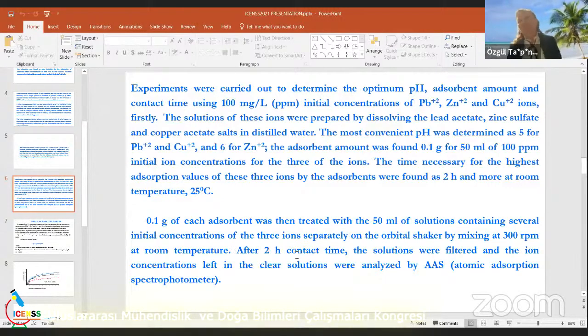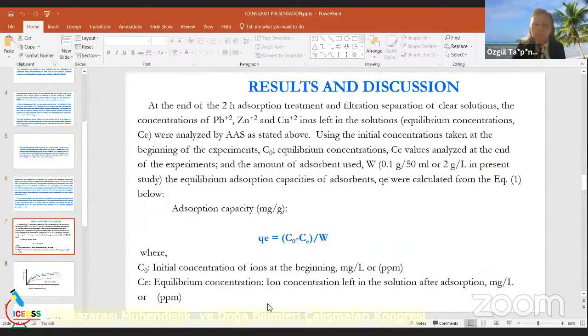Then we have treated each ion one by one separately with our adsorbents, with different concentrations of these ion solutions. Then we have obtained the equilibrium curves, or the capacity curves, of these metal ions for these materials. To do this, it's very simple. We already know the initial concentration, C0, like 25 ppm or 50 ppm. CE is the equilibrium concentration of the metal ion, which is left in the solution after adsorption of the ion by the adsorbent.